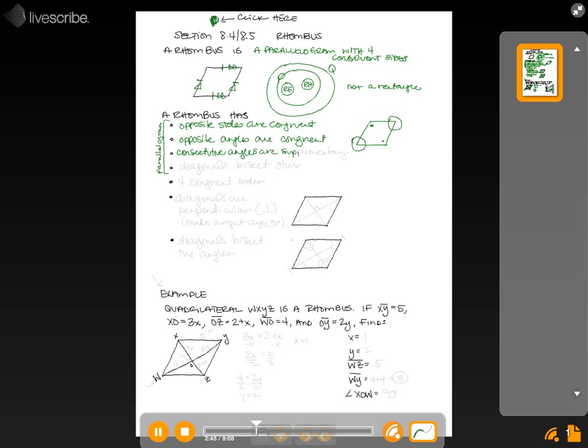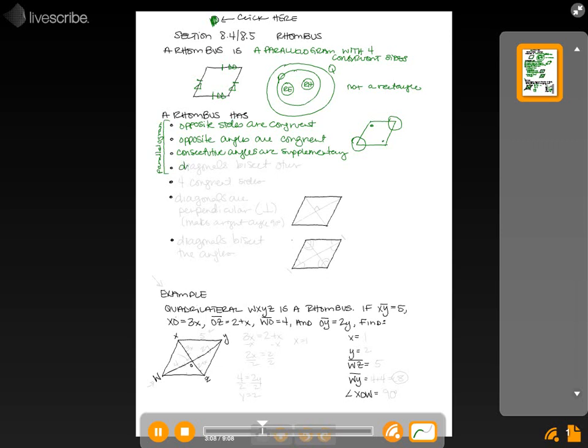The third bullet point, consecutive angles are supplementary, which again means they add to 180, okay? And consecutive again means that they're next to each other, so they'll be on the same side of the rhombus, okay? Either both angles will be on the bottom or both angles will be on the left. Those two angles will add to 180.